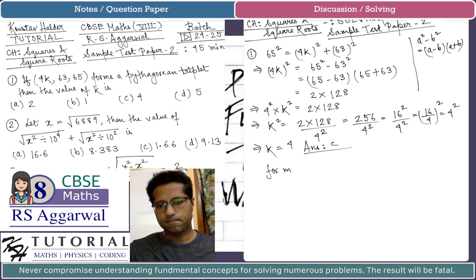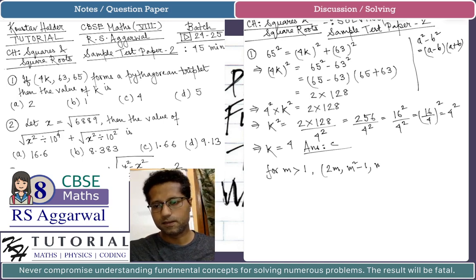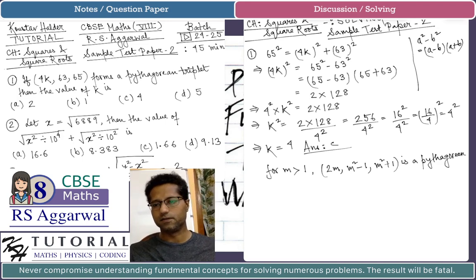For m greater than 1, 2m, m square minus 1 and m square plus 1 is a Pythagorean triplet, if you take any m which is a natural number greater than 1. If you substitute any value of m, a natural number greater than 1, then 2m, m square minus 1, m square plus 1 will be a Pythagorean triplet.